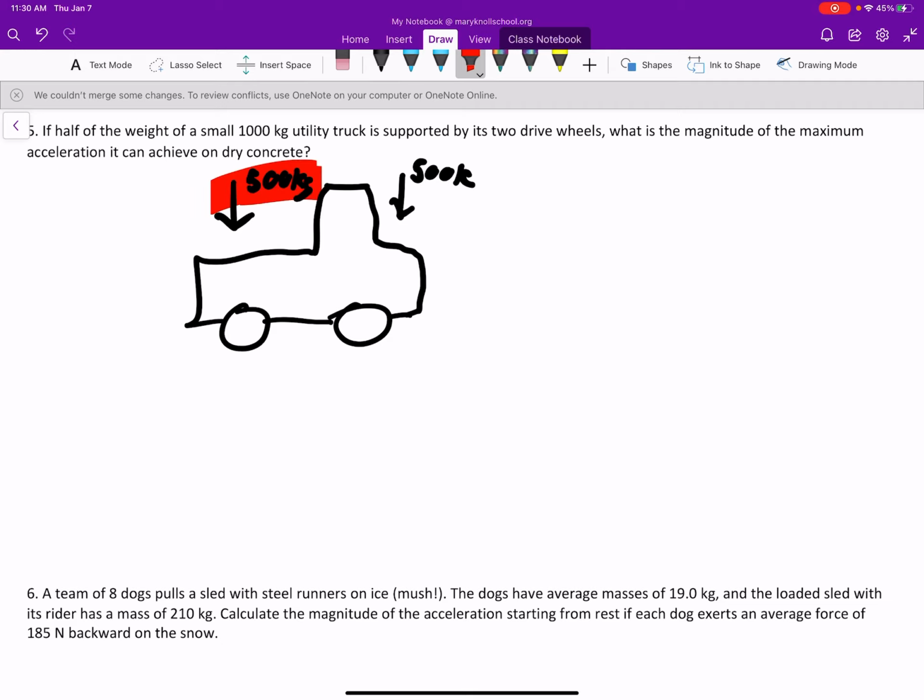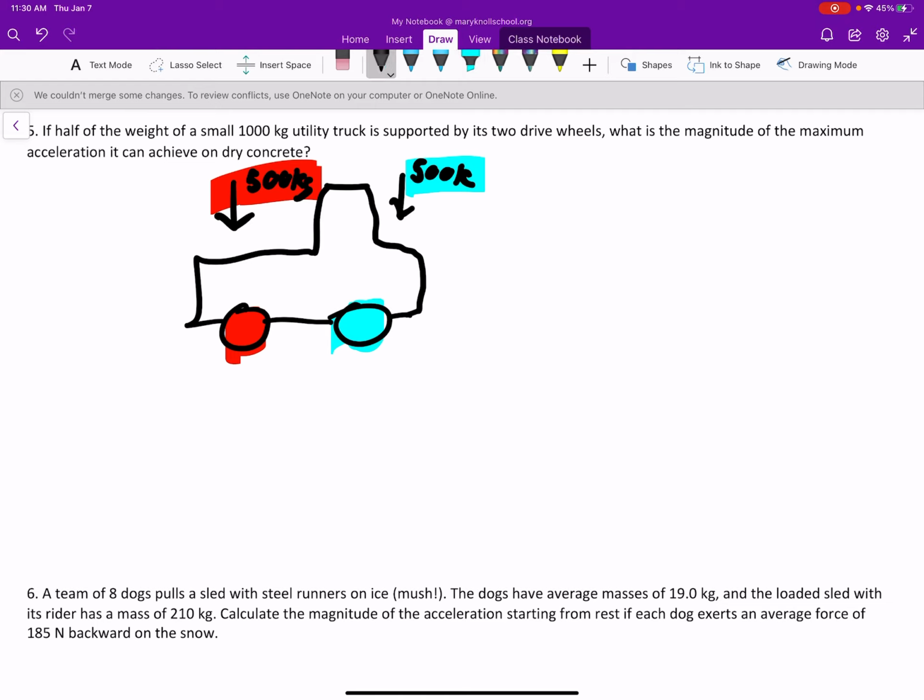All right, so here's the 500 kilograms for this wheel, and then we also have 500 kilograms for this wheel. And then it says, what's the magnitude of maximum acceleration it can achieve on dry concrete? So first, let's find out how much frictional force it can achieve, because that'll be the maximum amount of force that the tires can put on the road.